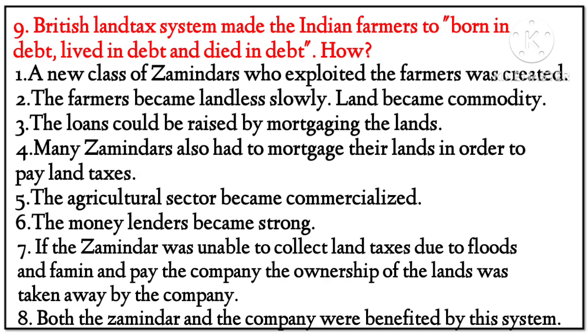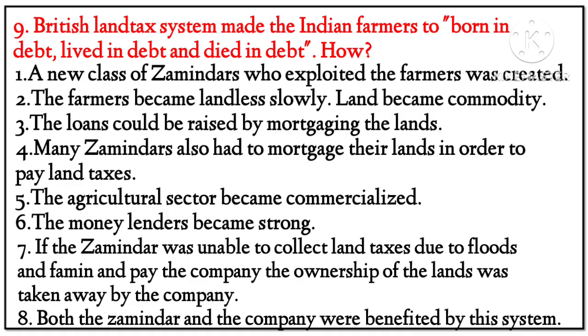Ninth: the British land tax system made the Indian farmers born in debt, live in debt and die in debt. How? Answer: A new class of zamindars who exploited the farmers was created. The farmers became landless slowly. Land became a commodity. Loans could be raised by mortgaging the lands. Many zamindars also had to mortgage their lands in order to pay land taxes.